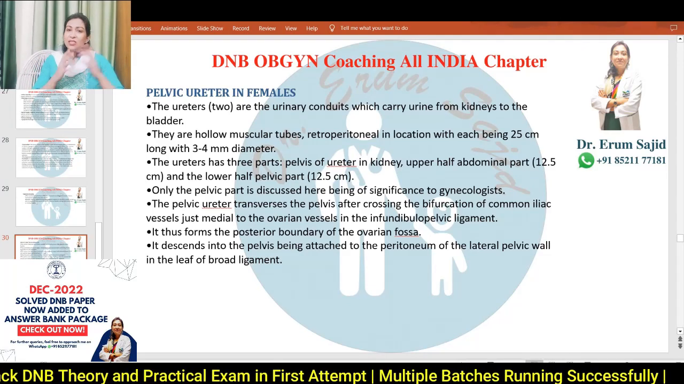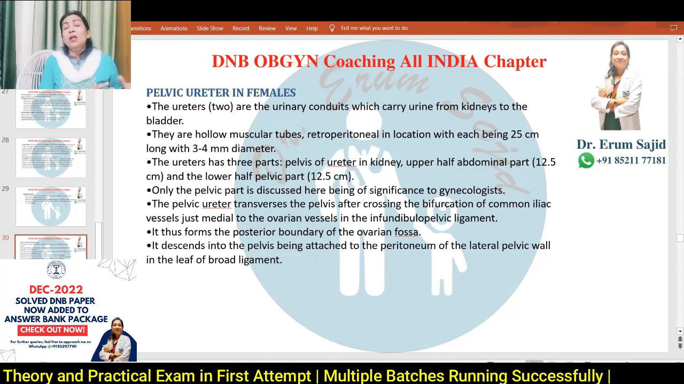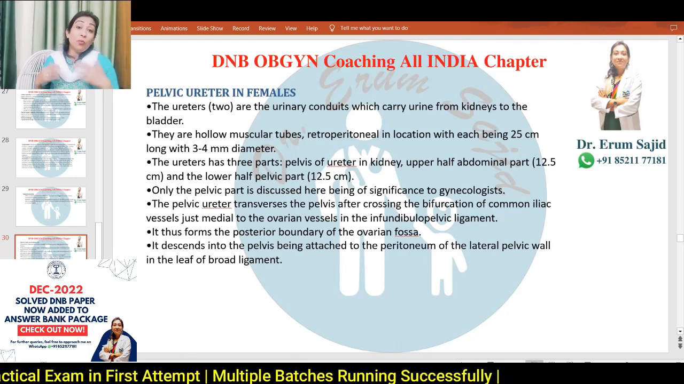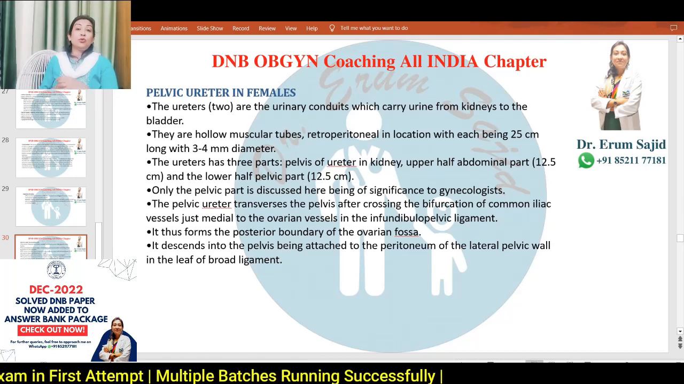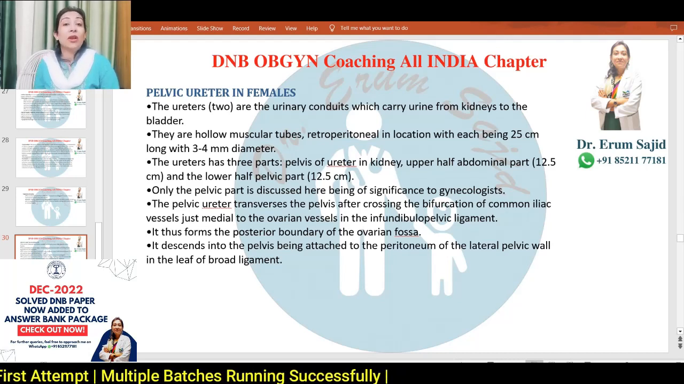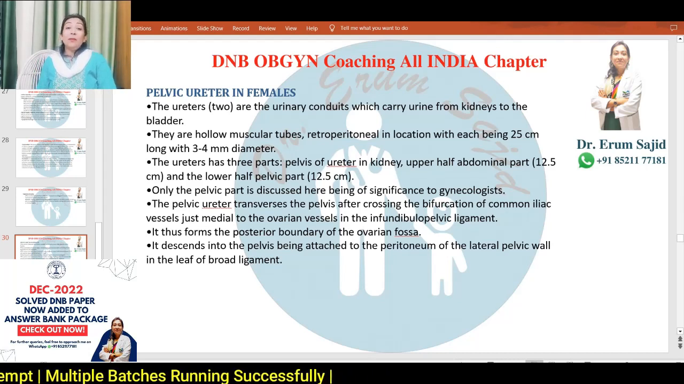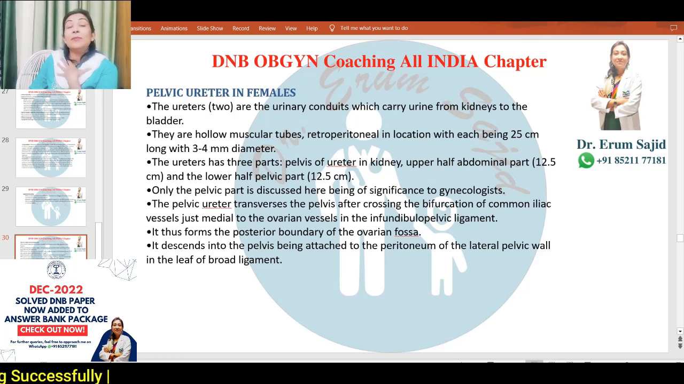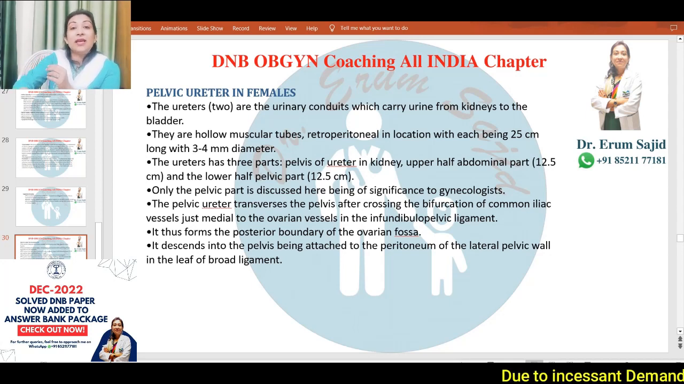So I'll be speaking less of the things which are already in the book, which you can just read through. I'll try to explain more through videos, pictures and diagrams that I've tried to include, which will help you understand better when you're doing the surgery. So anyways, they are in a retroperitoneal location, which is the reason why we as gynecologists were not able to locate them properly and to trace them properly. So let's go further and understand their anatomy.